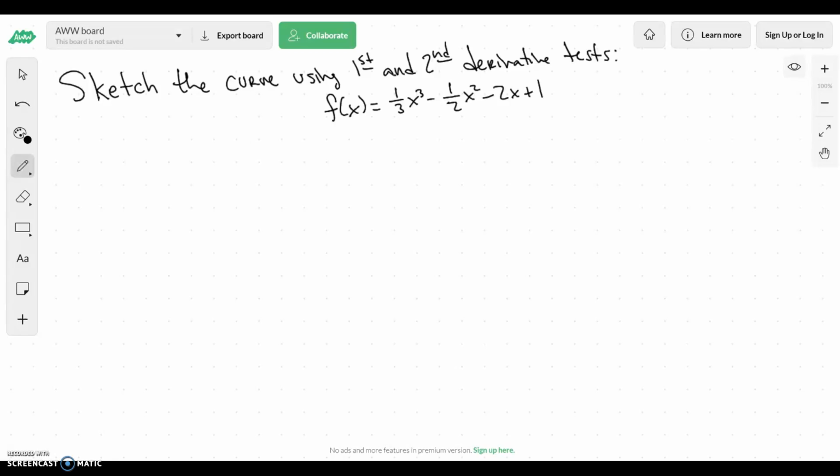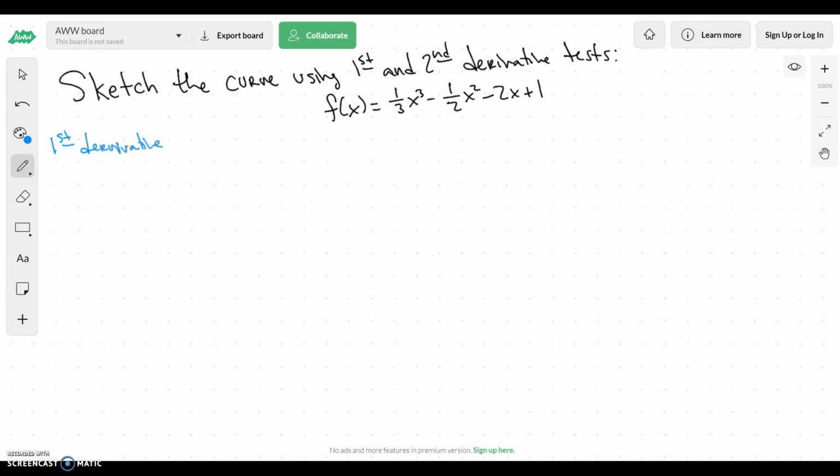So we want to sketch the curve using the first and second derivative test of the function f of x equals 1/3 x cubed minus 1/2 x squared minus 2x plus 1. Okay, so the first thing that I'm going to do, in order for me to graph this, is take the first derivative.